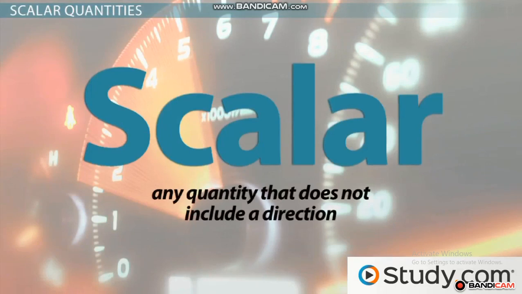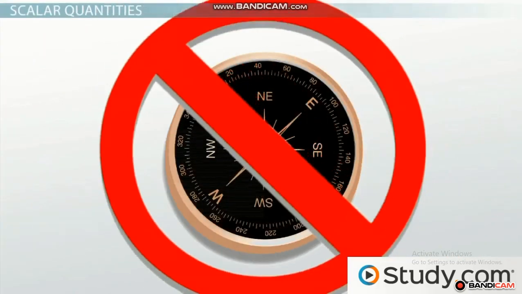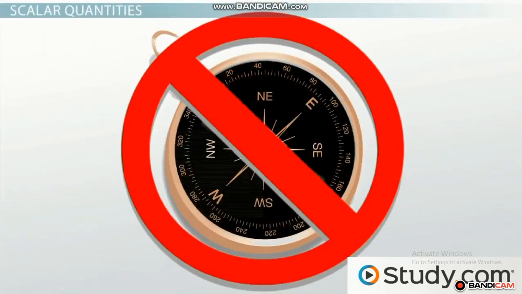In the first attempt of your pie challenge, 10 meters, 5 meters, and 12 meters were scalars. All I provided you with were distances with no directions of travel. Without a direction, you have no idea which way you were supposed to start walking and no idea which way to turn. In this case, you needed more information.